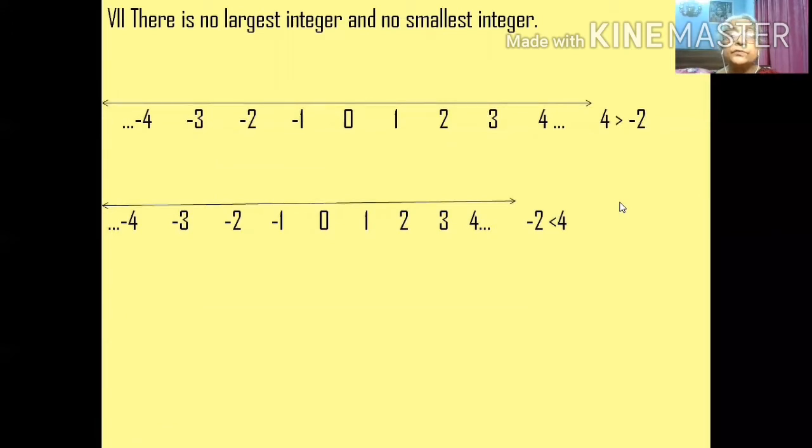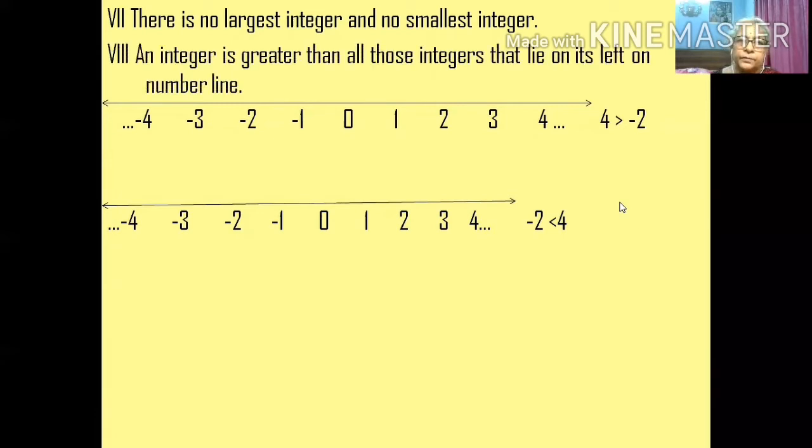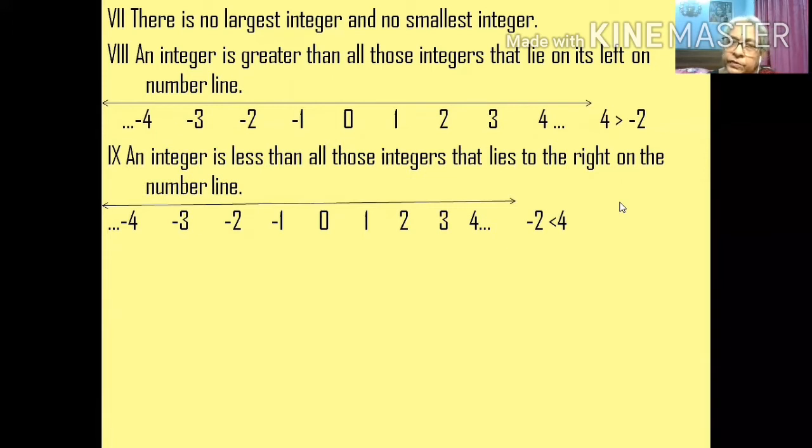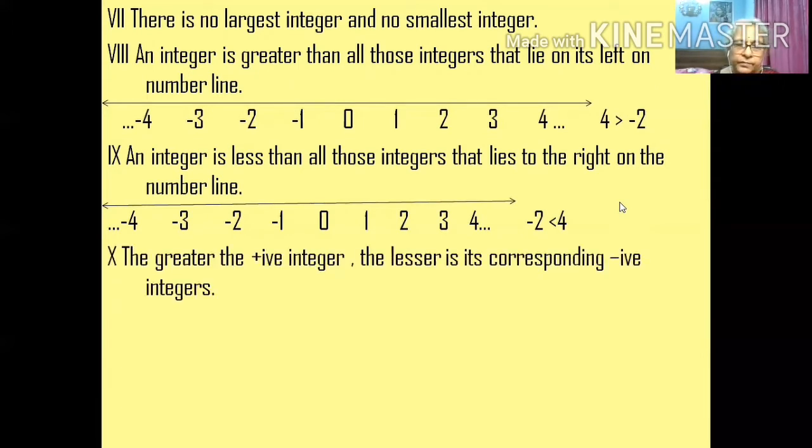There is no largest integer or smallest integer. An integer is greater than all those integers that lie to the left on the number line, and it is less than those integers that lie to the right on the number line. Then, the greater the positive integer, the lesser is its corresponding negative value.